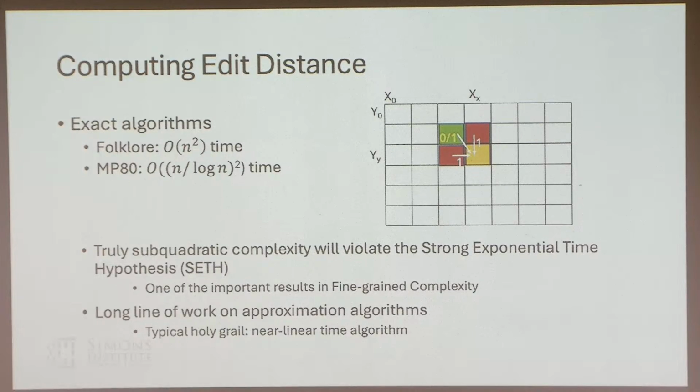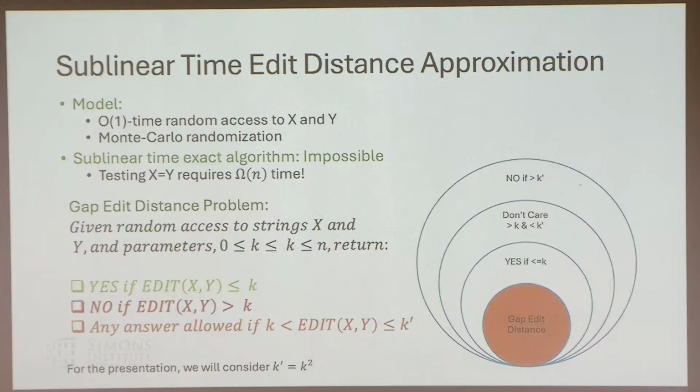Consequently, there has been a long line of work on approximation algorithms. Since you cannot get an exact algorithm in subquadratic time, there has been a long line of work on approximation algorithms and getting a faster running time than n squared. The typical holy grail here is to get a near linear time algorithm, and right now we do have a near linear time algorithm for computing edit distance, which approximates it within a constant factor. But today we are going to talk about sublinear time edit distance approximation.